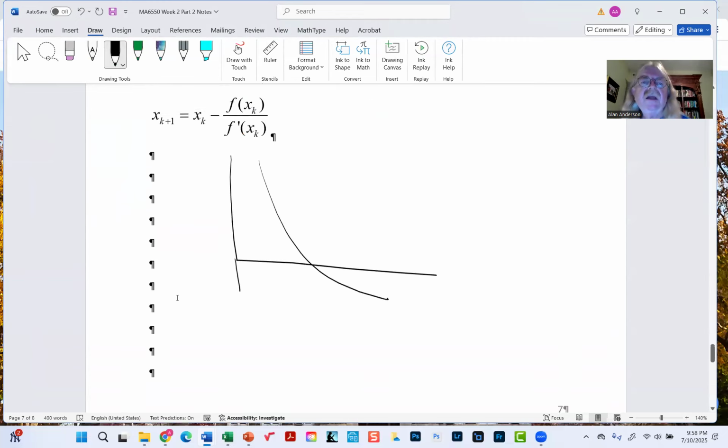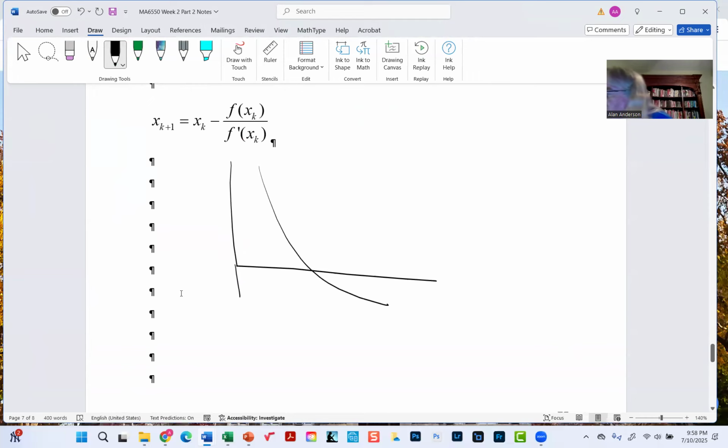Imagine we start, and this one requires a starting point of some kind. Let's say we start here. The next point might be here. And then we might have this point. Eventually we'll get to what we're looking for, but it's possible that we'll just need a handful of slopes to get to the root that we're looking for.